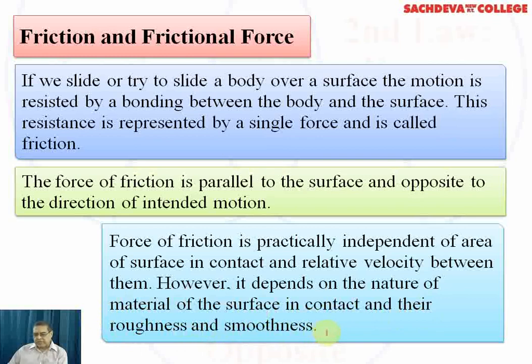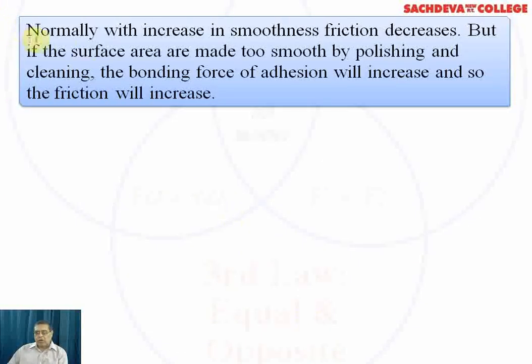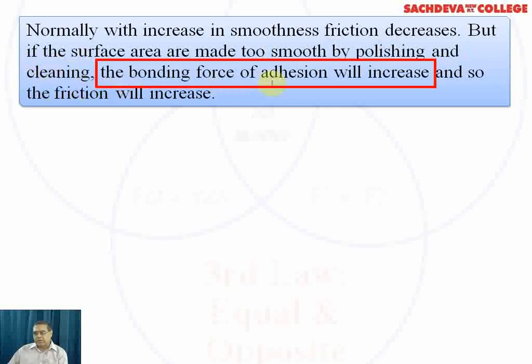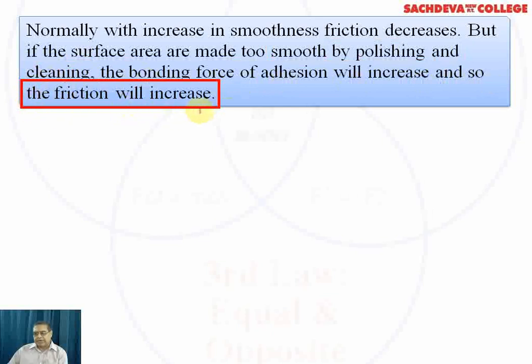So if the surface is more polished, friction will be less, and if it is not polished, the friction will be more. Normally, with an increase in smoothness, the friction decreases and the body can move easily. But if the surfaces are made too smooth by polishing and cleaning, the bonding force of adhesion will increase, and so the friction will increase.